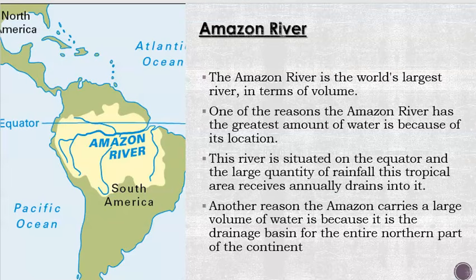Another reason the Amazon carries a large volume of water is because it is the drainage basin for the entire northern part of the continent. So all of the rivers in the north drain into the Amazon River.